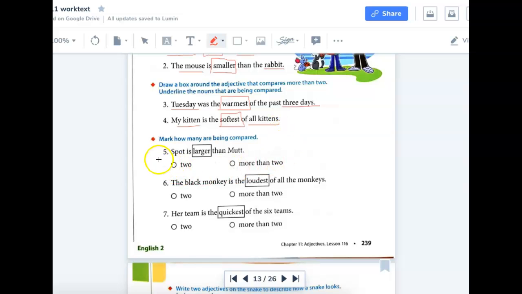Number 5. Mark how many are being compared. Spot is larger than Mutt. The adjective larger is comparing two nouns or more than two nouns. We know the rule that when the adjective has er, it's comparing two nouns. And the two nouns that are being compared are Spot and Mutt.